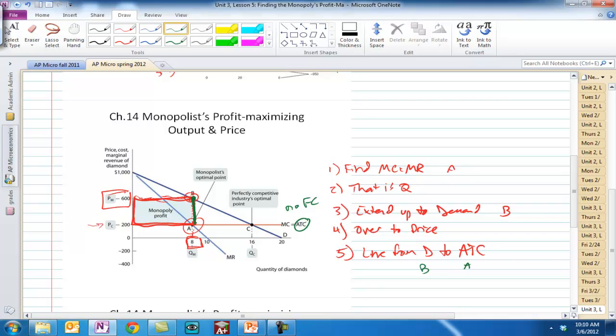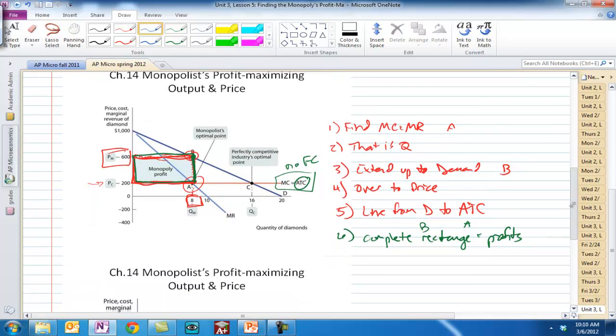That's the right-hand side of our profit box. And then we just make the rectangle out of the rest of that. So there's our area of profits. So drop a line down from the demand to the ATC, complete that rectangle for the area of profits. So there's the method of how you do this on a graph. Again, this is a graph with a constant marginal cost, which is not the typical thing that we see. We'll go to the next slide to see the more usual way that you see a monopoly graph.